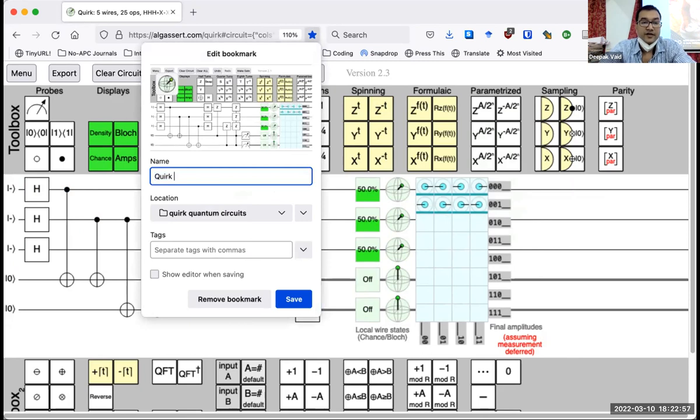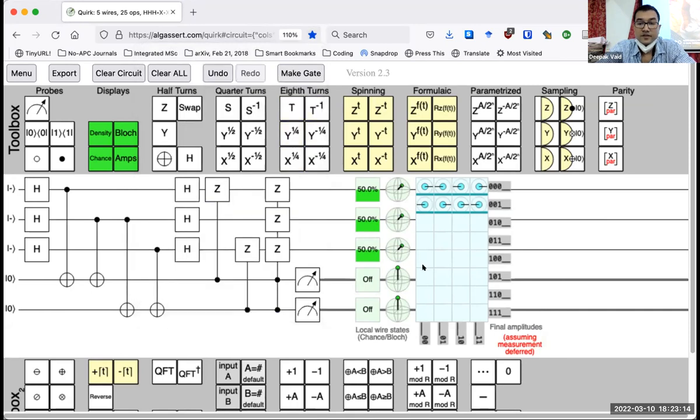Once again, I save it in my bookmark folder. I call it the phase flip error correction. Qubit phase flip error correction. Right? So I think I'll stop here. I think this is enough for one day.